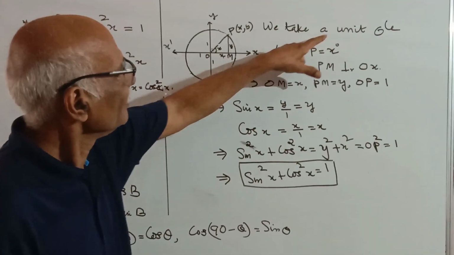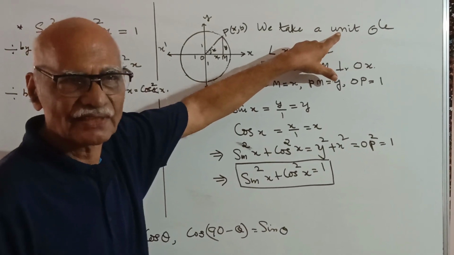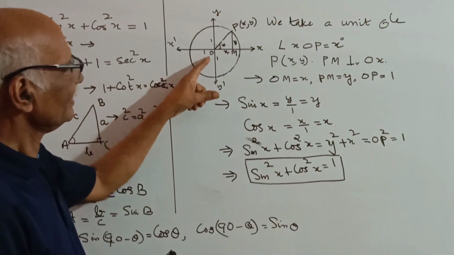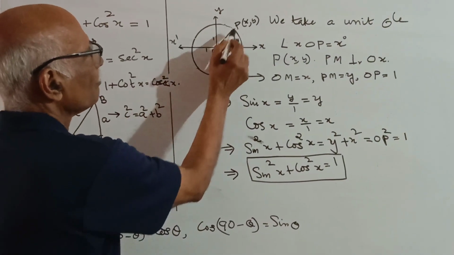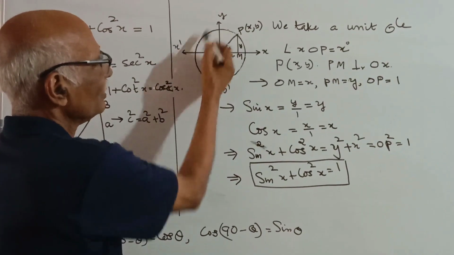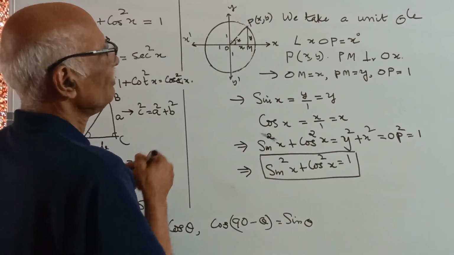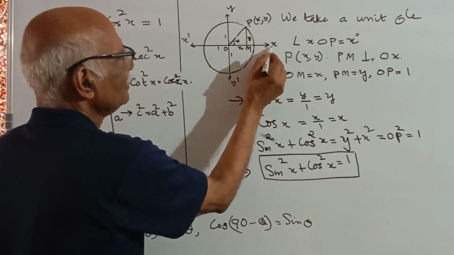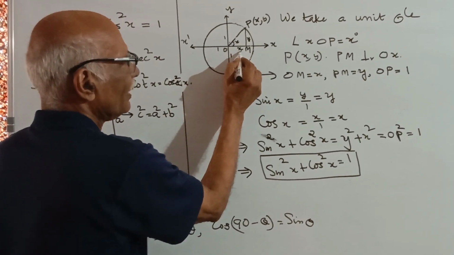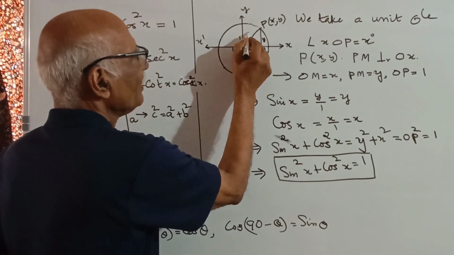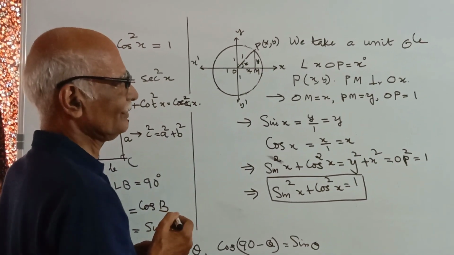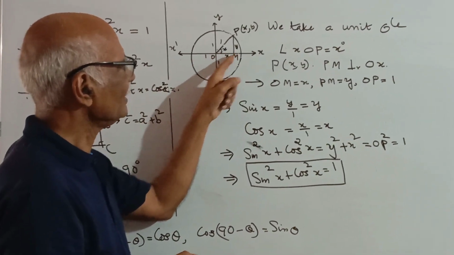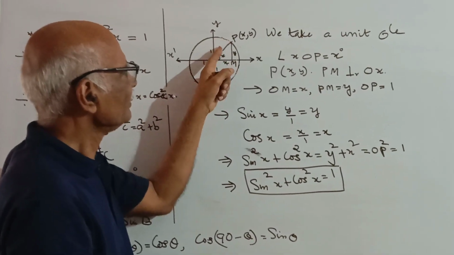We take a unit circle. Unit circle means the radius of the circle is 1. Now O is the center. P is the point (x, y) on that unit circle. So if you draw PM perpendicular to OX, you get OM equal to x, PM equal to y, and OP equal to 1, the radius. Now this is a basic idea. OM is x, OP is 1.